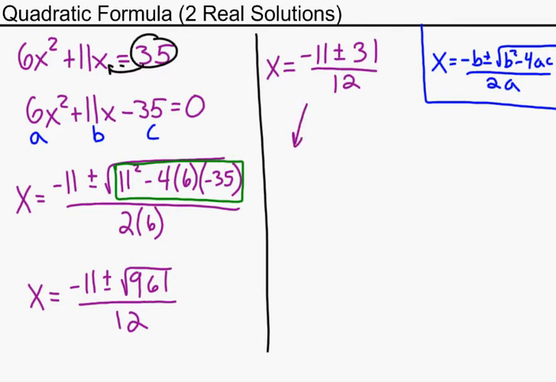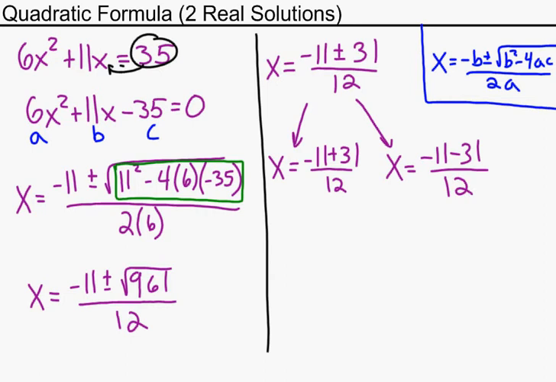So one of my solutions is going to look like x equals negative 11 plus 31 over 12, and the other one is going to be x equals negative 11 minus 31 divided by 12. There's my plus and minus. I just broke it up into two different pieces.